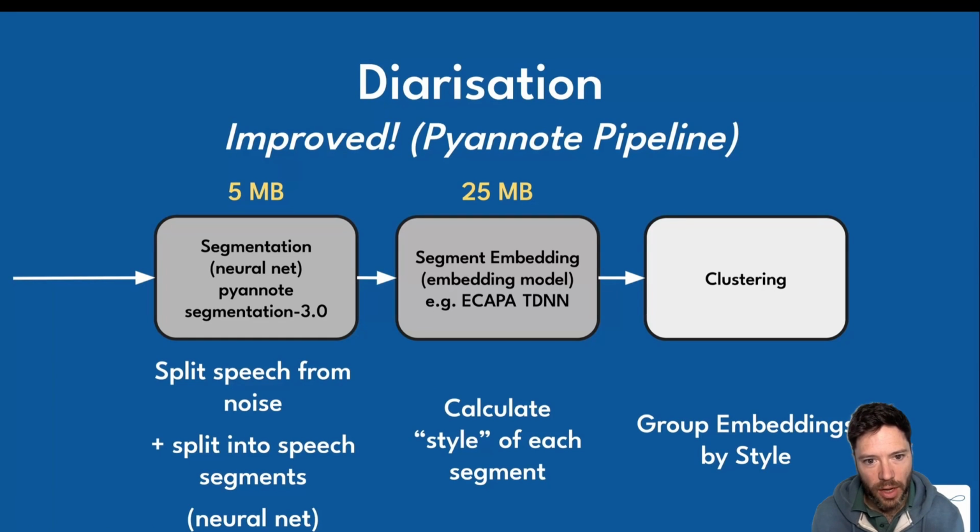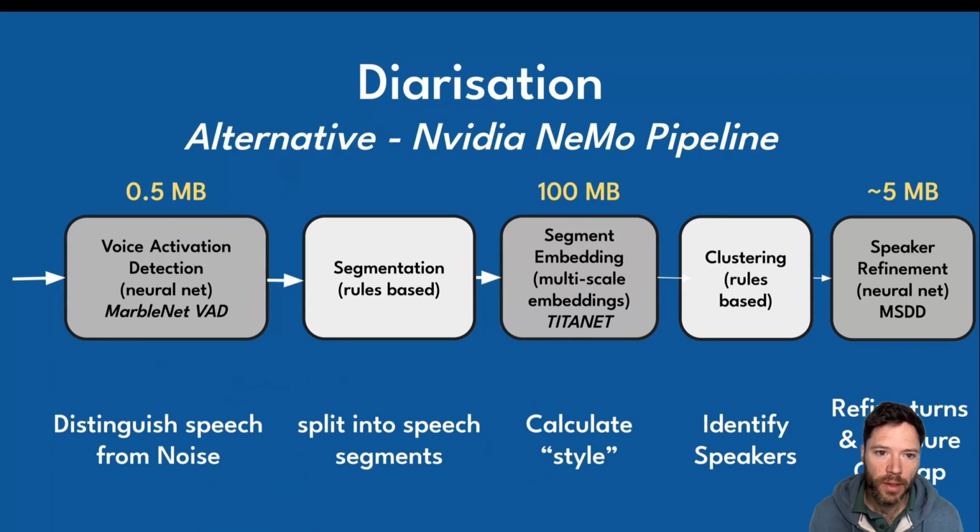So that's PyAnote. There's also a library available from Nvidia called Nvidia NeMo. I'll show you that in the scripts demo, and I'll describe it here. It's different in a few ways. First of all, it uses different default models, although you can swap those models. By default, it uses MarbleNet for VAD, which is a bit smaller and faster, and it uses TitaNet for the embeddings, which is larger and probably therefore slower.